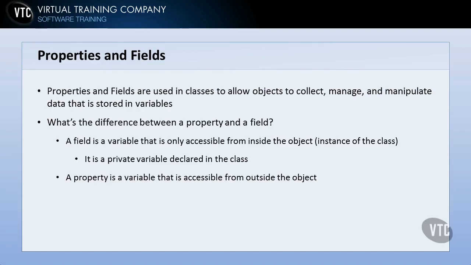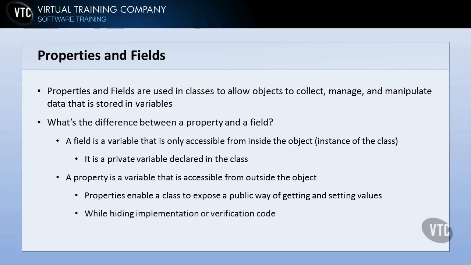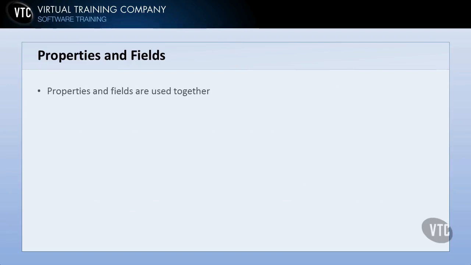A property is a variable that can be set or read from the outside. The user working with their object is going to use properties to communicate with the object as far as setting individual variable values. Properties enable a class to expose a public way of getting and setting various values. What's really cool about a property, what differentiates it from a field, is that it hides any implementation of what we're doing with the value being passed in, and it also hides any verification code we're writing, because we never want to just accept data from the user without verifying it to make sure that it complies with a range or values or whatever. In the end, we use properties and fields together. So let's take a look at some code.